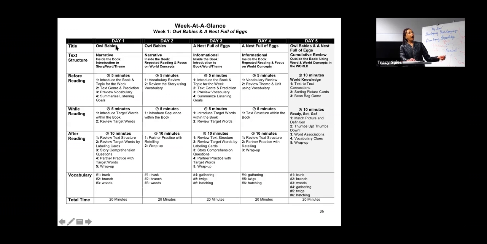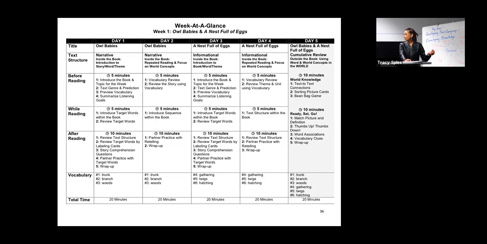We read each book twice. And then on day 5, we made some connections across the books. We distributed instruction before we read, while we were reading, and after we read. Look at the number of words that we taught. For pre-K and K, it's appropriate: 3 words per text, 6 words per book.